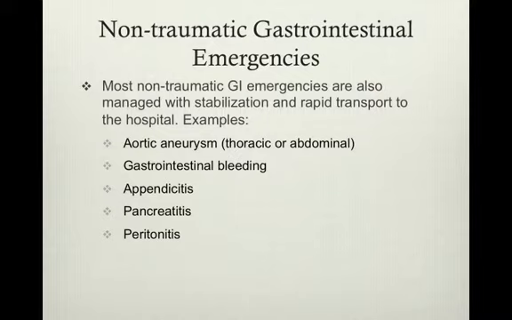Non-traumatic gastrointestinal emergencies. Most non-traumatic GI emergencies are also managed by stabilization and rapid transport to the hospital. Examples of these would be an aortic aneurysm, thoracic or abdominal, gastrointestinal bleeding, like a GI bleed, appendicitis, pancreatitis, or peritonitis, inflammation of the tissue, generally bacterial, of the peritoneum. Pancreatitis would be number one cause of that, a gallstone, and a backup of the common bile duct.